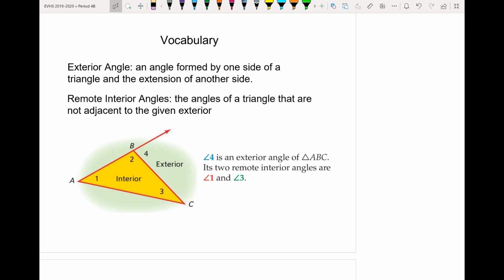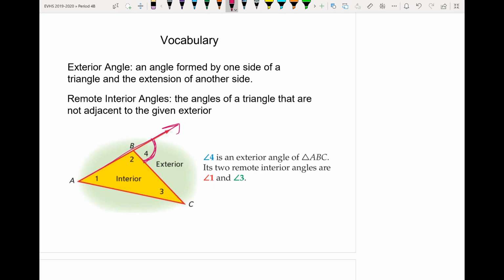Okay, so an exterior angle versus an interior angle. An exterior angle, if I was to take a side and extend it beyond the edge of the triangle, that would form an exterior angle. So here, angle 4 is an exterior angle. 1, 2, and 3 are the interior angles.